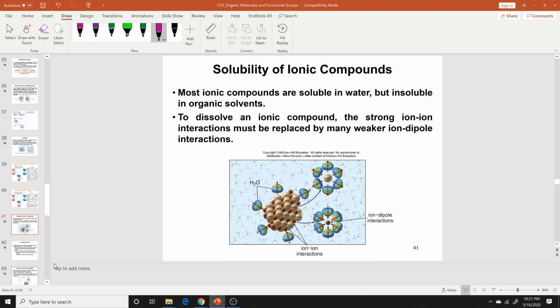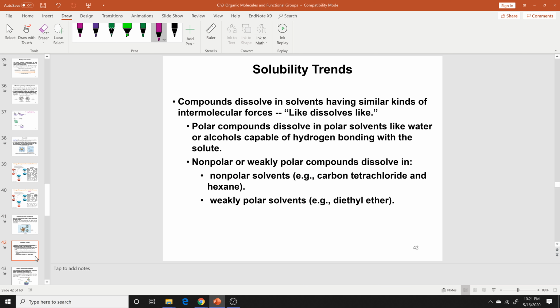So most ionic compounds normally are soluble in water because like dissolves like. They are insoluble in organic solvents. And same thing whenever you have a nonpolar compound. Nonpolar compounds, they are soluble in nonpolar solvents, and they are soluble in weakly polar solvents. Polar compounds, they are soluble in polar solvents like water, like alcohol.